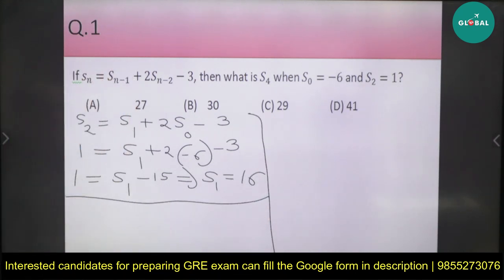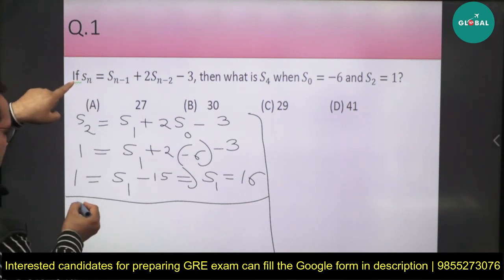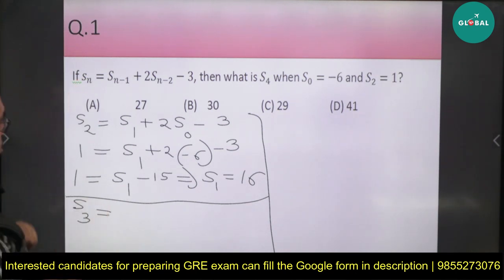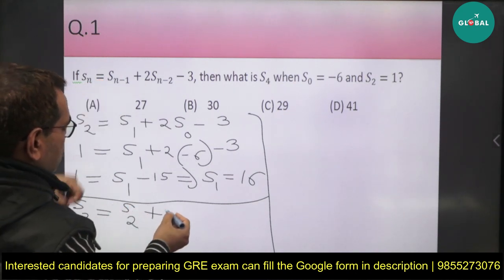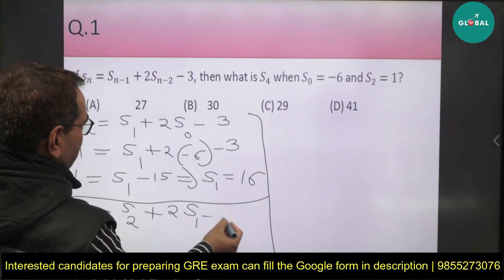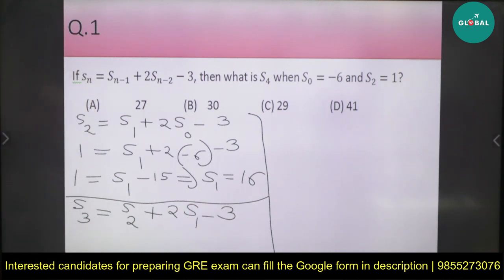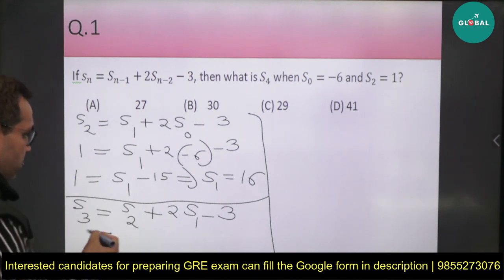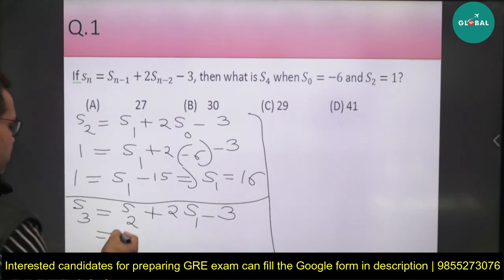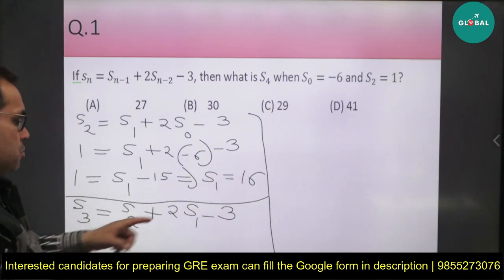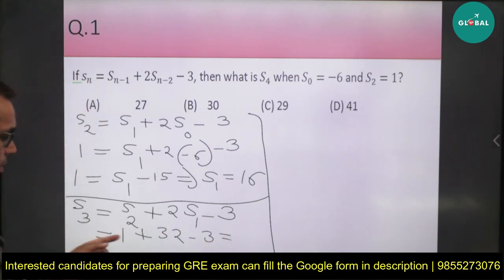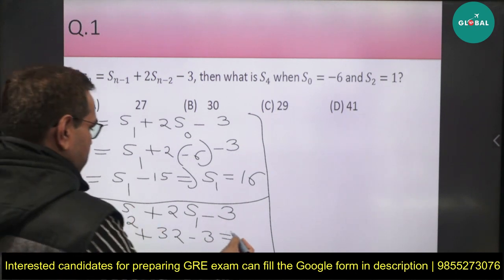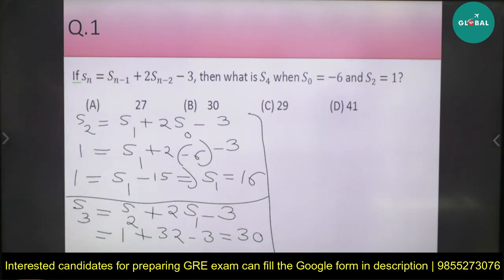Now if we put n equal to 3, we have to find S3. So S3 equals S2 plus 2 S1 minus 3. Now let us put all the values. S2 is already given as 1. Now S1 is 16, so plus 2 into 16, so plus 32, minus 3. So this is 1 plus 32, 33, minus 3, so 30. So we are getting S3 as 30.